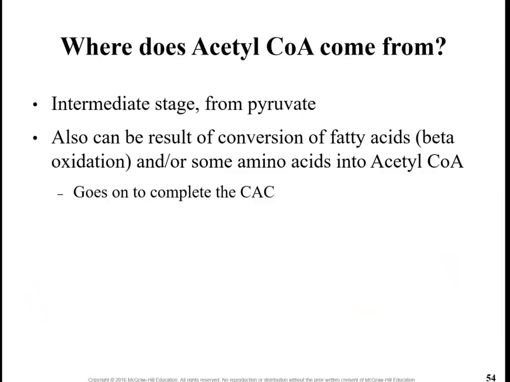So where does acetyl-CoA in the citric acid cycle come from? Well, it comes from the intermediate stage from pyruvate, which we just saw. But it can also be a result of conversion of fatty acids and or some amino acids into acetyl-CoA. So the conversion of fatty acids into acetyl-CoA is known as beta oxidation. You're essentially breaking off small pieces of the fatty acid, and you're creating an acetyl-CoA molecule that can then go on to the citric acid cycle to produce energy. So that's how breaking down fat helps produce energy.